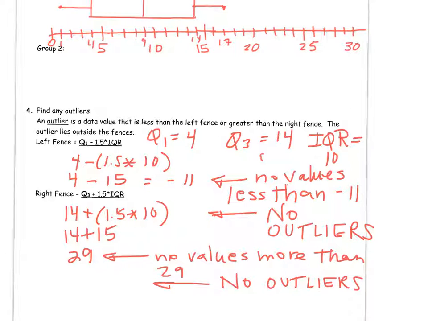So please reproduce all of this work: finding the quartiles, calculating the IQR, the interquartile range, drawing the box plot, and determining the left and the right fence to find if there's any outliers. Do all of this for Group 2 and see how it goes.